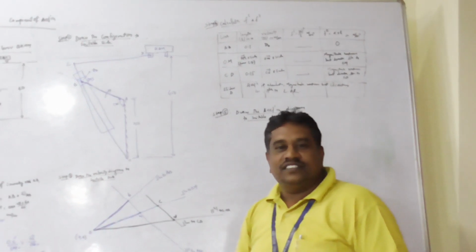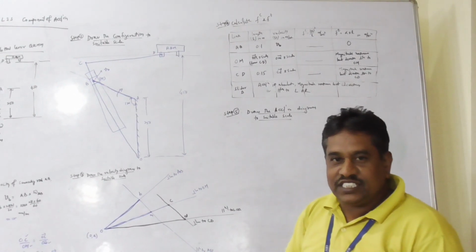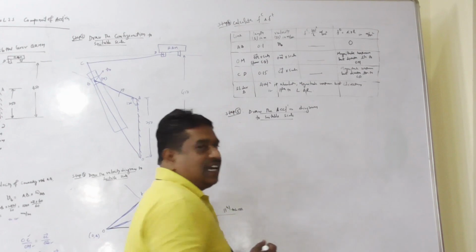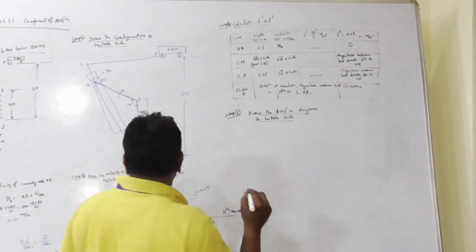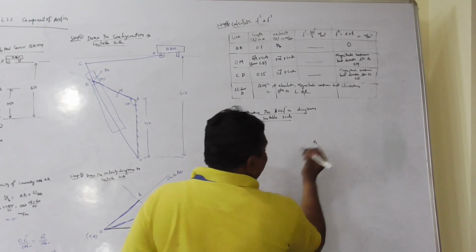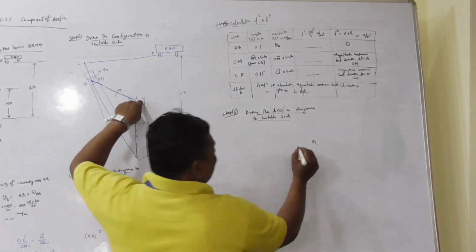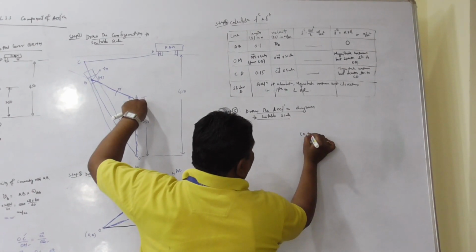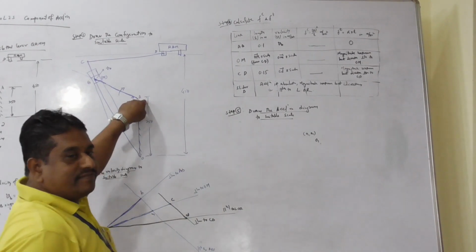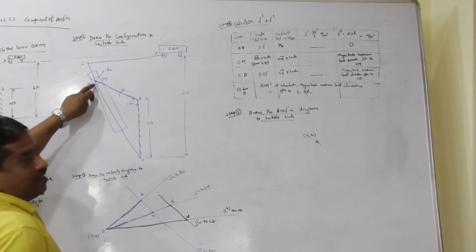To start with, as usual, first the pole of the acceleration diagram is to be fixed. Pole of acceleration diagram is represented by O1. At the pole, mention the fixed points O and A. Therefore, O1, A1. Now consider the first link. First link is nothing but the AB.